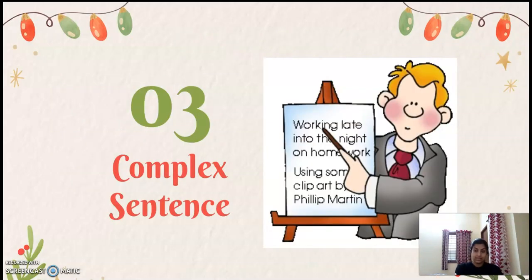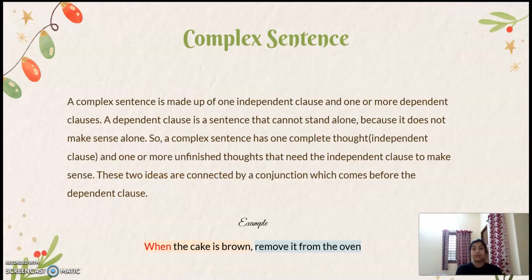So a complex sentence. A complex sentence is made up of one independent clause and one or more dependent clauses. So you know an independent clause is one fully finished idea or thought that can stand alone. A dependent clause is a sentence that cannot stand alone because it does not make sense. So it needs the independent clause or depends on the independent clause to make sense. So a complex sentence has one complete thought, the independent clause, and one or more unfinished thoughts that need the independent clause to make sense.